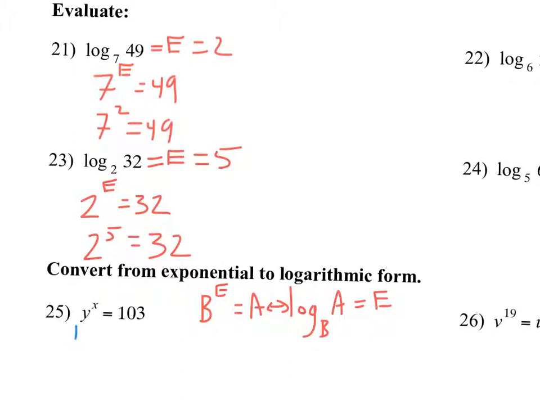So here our base would be y, our exponent would be x, and our argument would be 103. So you've got log base y of 103 is equal to x.